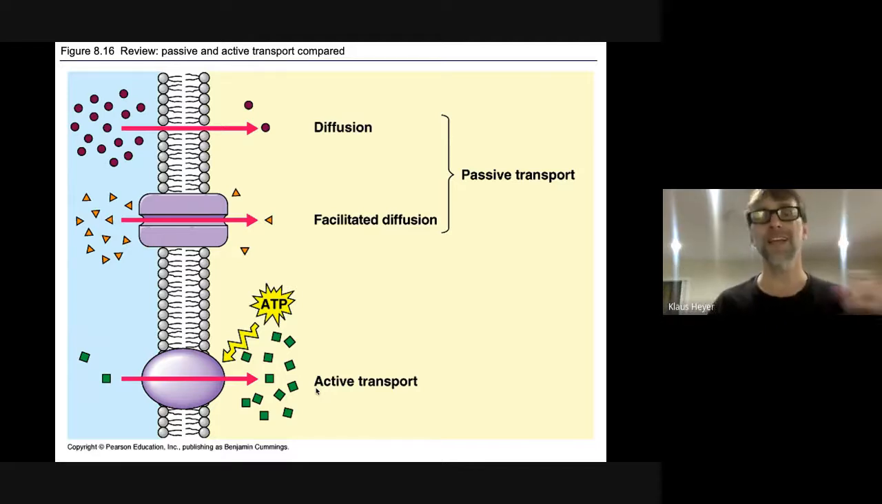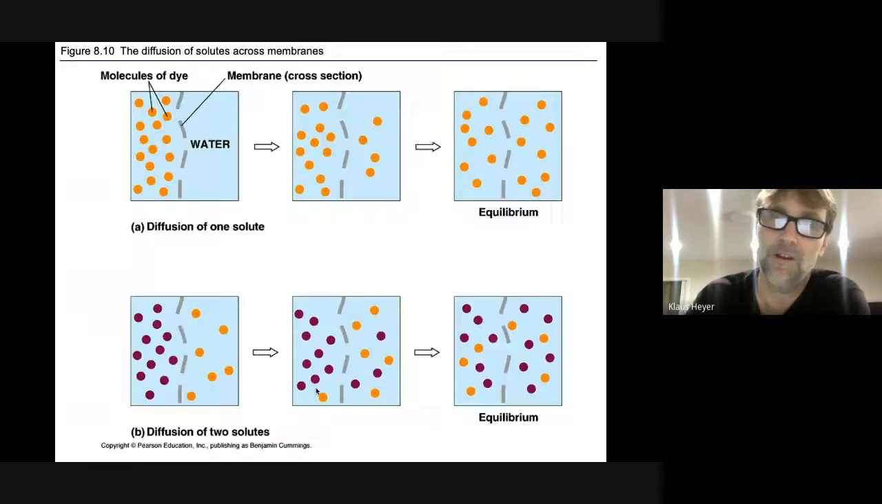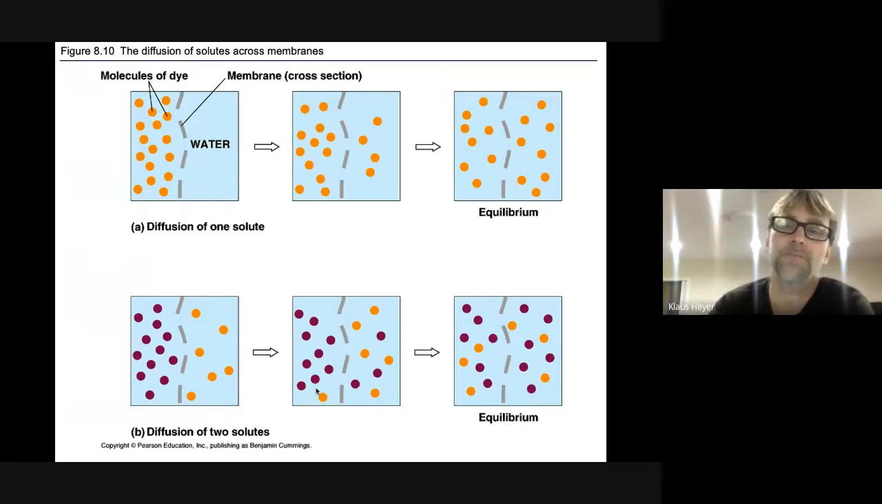Same thing with things moving in and things moving out. So passive transport, the main type of passive transport is diffusion. And you need to know what diffusion is. It's a movement from higher concentration to lower concentration. That's it. It's movement from an area of higher concentration to an area of lower concentration.